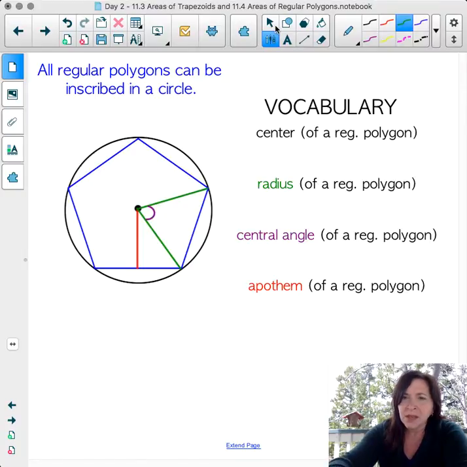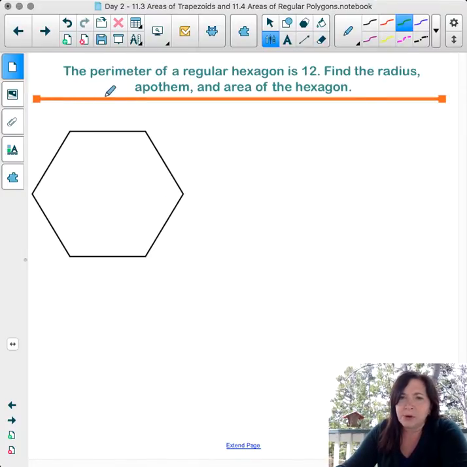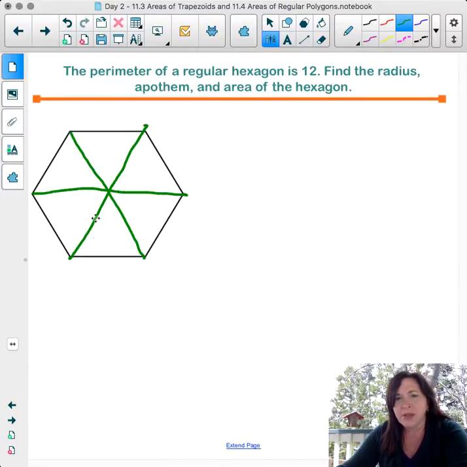So the perimeter of a regular hexagon is 12, find the radius, the apothem, and the area of the hexagon. Now, we haven't talked about the actual formula because in the past, what we've done to find the area of this hexagon is divide it up into triangles, find the area of a triangle, because these are equilateral, and then multiply that by 6.